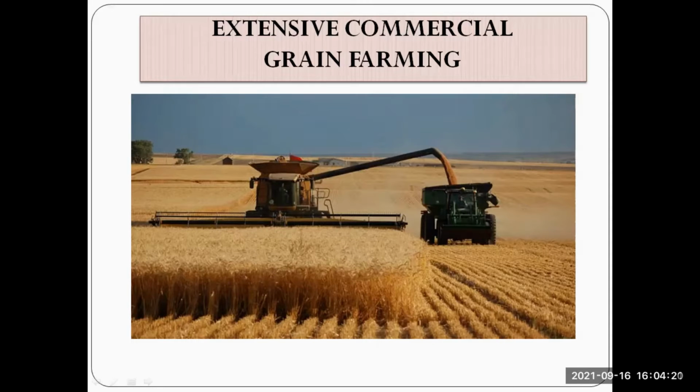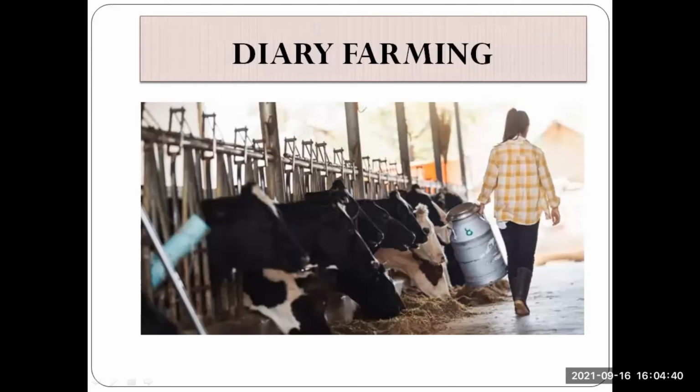Yields may be low per hectare, but yields per farm are very high because of the large size of the farms. In the temperate lands, monoculture, or concentration on the cultivation of one crop, allows crop specialization and therefore very high yields. And next we have dairy farming.